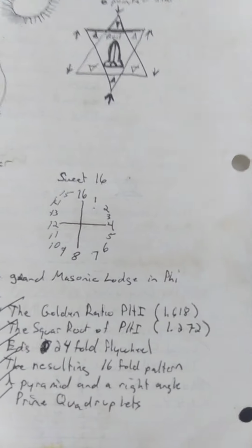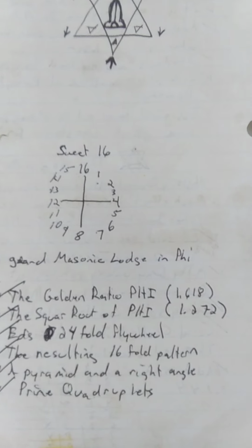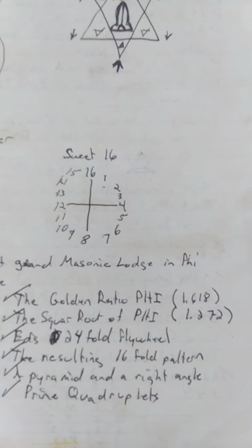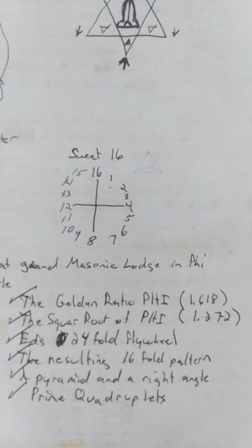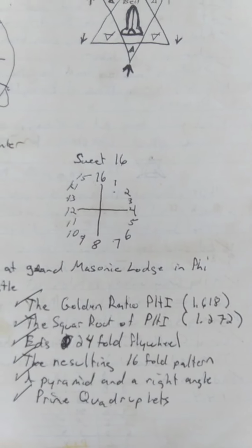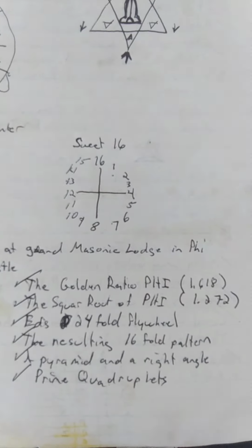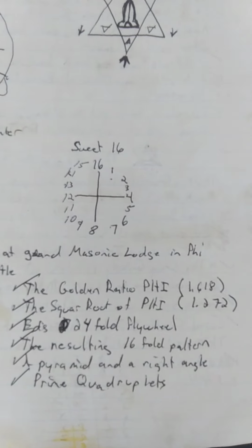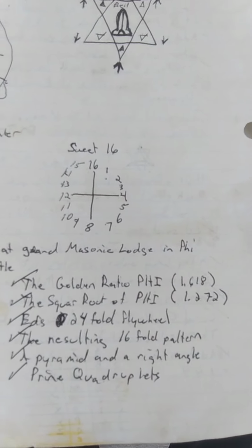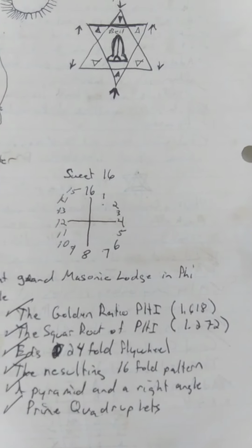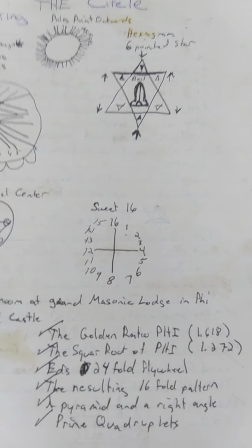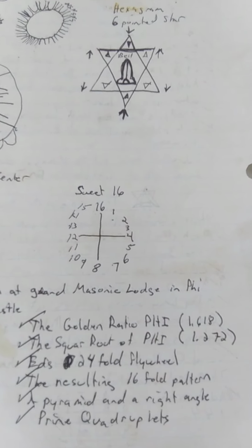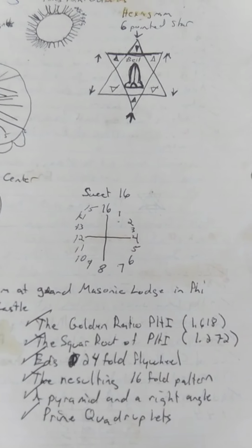Because in these numbers, it shows the golden ratio of phi, 1.618. The square root of phi, 1.272. And it represents Ed's 24-fold flywheel, the resulting 16-fold pattern, and a pyramid and a right angle. And something that I guarantee 99% of you, or almost higher, have never ever heard of, a word called prime quadruplets. Okay, this is the key to understanding this whole deal.